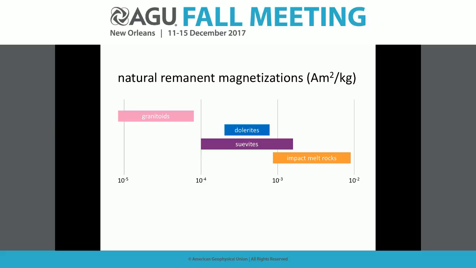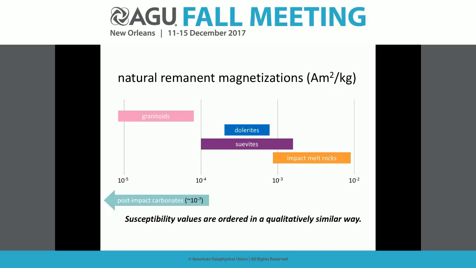So here we have a great diversity in magnetization intensity. And one thing that's even more fun is that all of these are orders of magnitude stronger than the intensities of the post-impact carbonates and other sedimentary rocks that are present in the structure. We also find that the magnetic susceptibility values, which I'm not showing, trend in a similar way, and that the impact melt rocks definitely win in terms of being the strongest contributors to the signal.